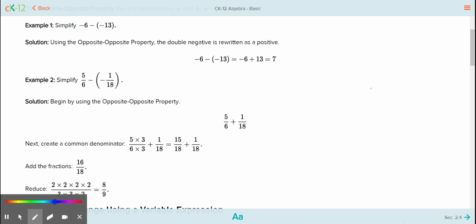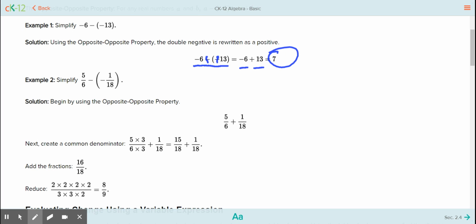So let's look at example 1. If we were given the directions to simplify -6 minus a -13, the solution is using the opposite property. The double negative is rewritten as a positive. So here we've got -6 minus a -13. Whenever we have two negatives together, it's going to become plus. So we rewrote it as -6 plus 13, and that gives us our answer of 7.